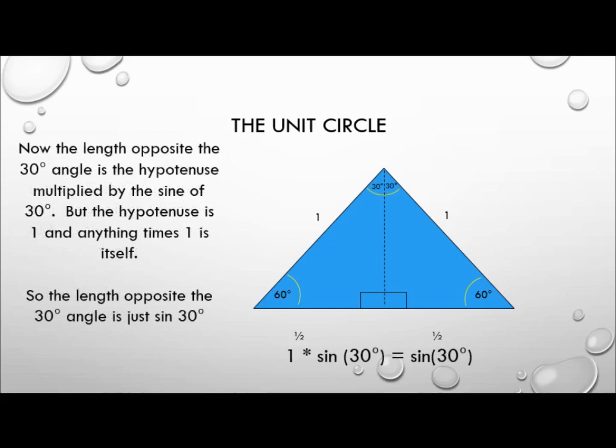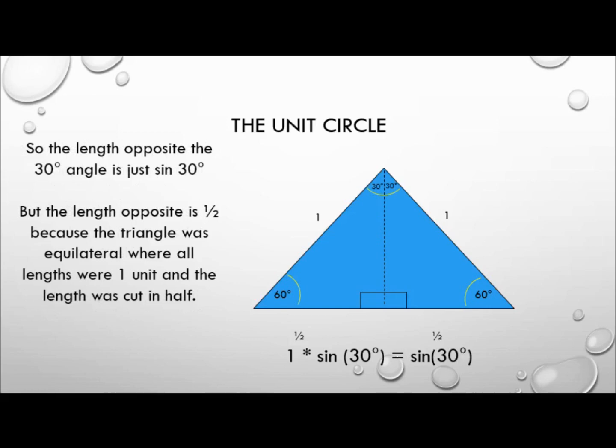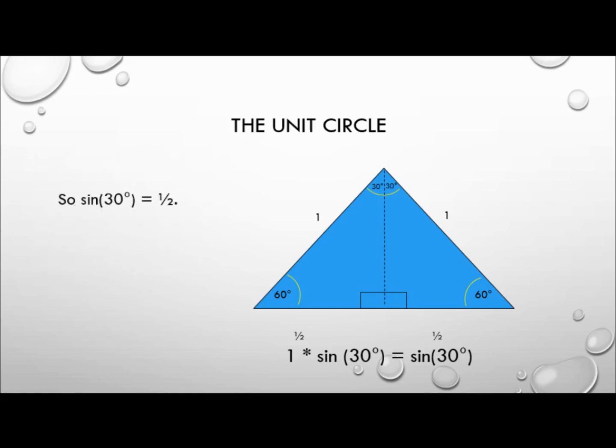Now the length that is opposite the 30-degree angle is the hypotenuse multiplied by the sine of 30 degrees. But the hypotenuse is 1, and anything times 1 is itself. So the length opposite the 30-degree angle is just the sine of 30 degrees. But the length opposite is 1/2 a unit, because the triangle was equilateral where all lengths were 1 unit and the length was cut in half. So the sine of 30 degrees is 1/2, or 0.5.